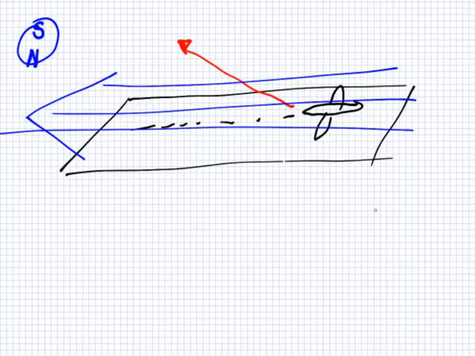Now, what do you mean? Where's the south? The plane is like here, heading that way. Okay. So this is the magnetic field heading this way.